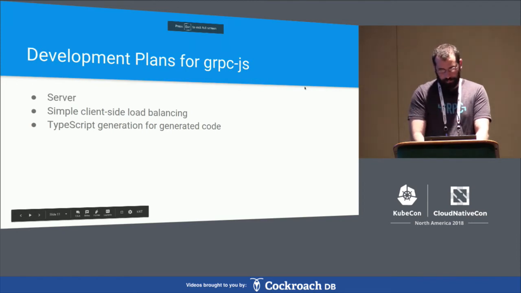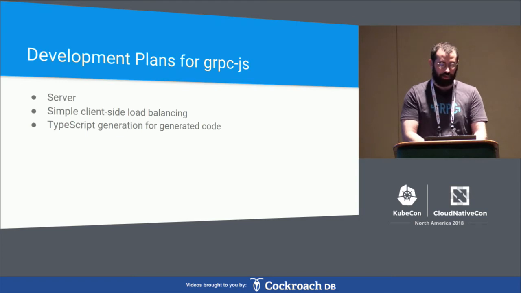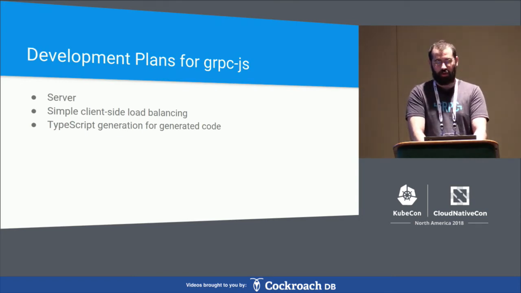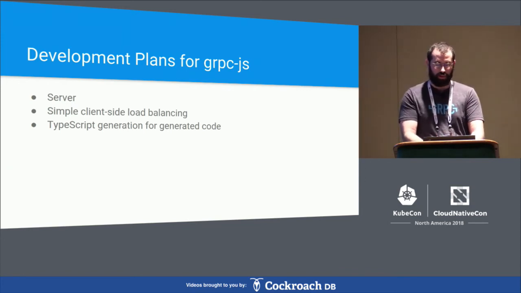And so finally, in the future, our next development plans for this library, we do want to add a server. That's a big priority. We want to add simple client-side load balancing support. This is if a DNS server returns multiple addresses for a single name, we can balance requests between those backends.